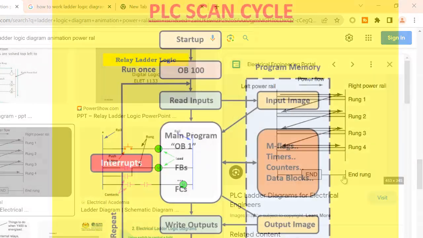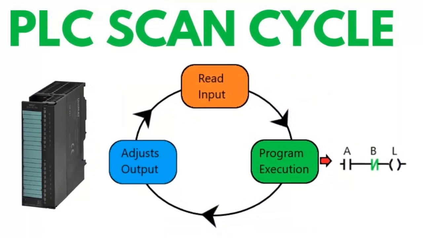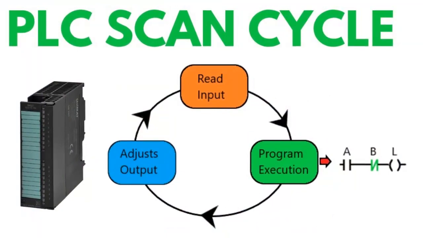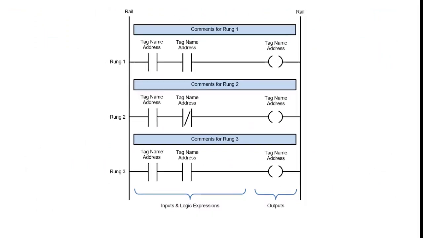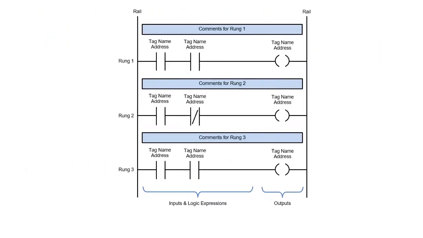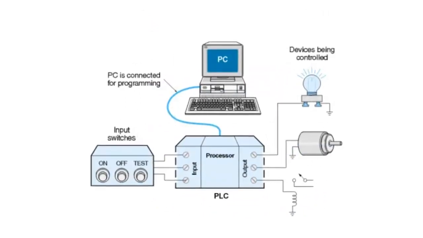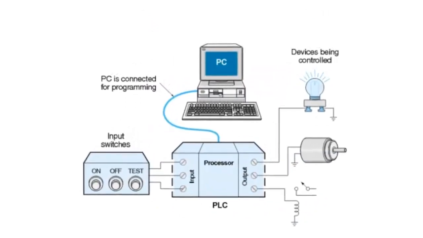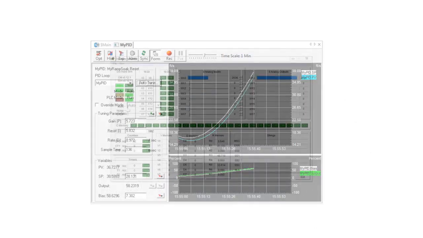Program scan: PLCs execute the ladder logic in a continuous loop called a program scan. During each scan, the PLC reads the status of the input conditions, evaluates the logic, and activates the corresponding output actions. It's important to note that ladder logic is a symbolic representation of the control logic and doesn't directly resemble the physical wiring of the system. PLC programming software translates the ladder logic into machine code that the PLC can execute.